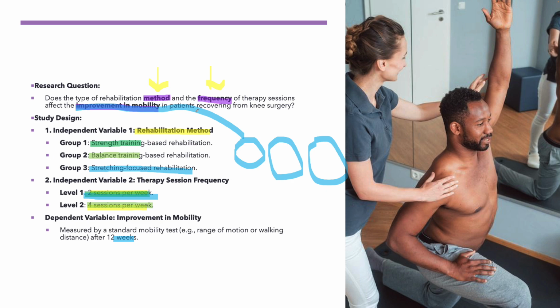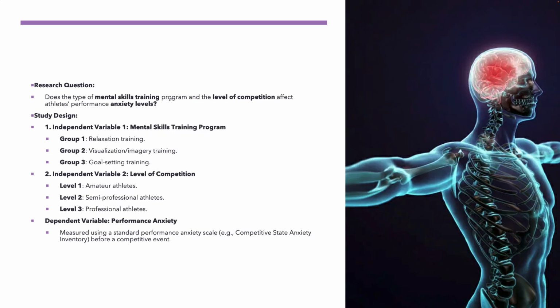So if I move to my next section and I look at my sports psychologists out there, I'm just giving you examples. You guys are reading the papers, not me. So I'm just trying to show you what they're doing in these statistics in case you're struggling with trying to understand them. If I look at does the type of mental skills training, and that's independent variable 1, and level of competition, independent variable 2, affect an athlete's performance anxiety levels.